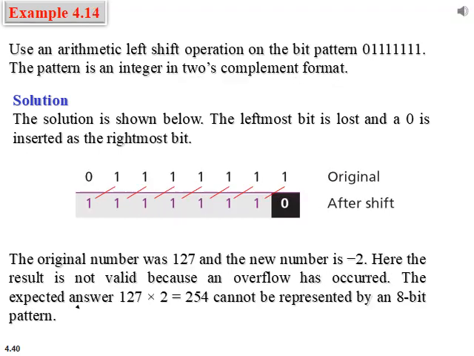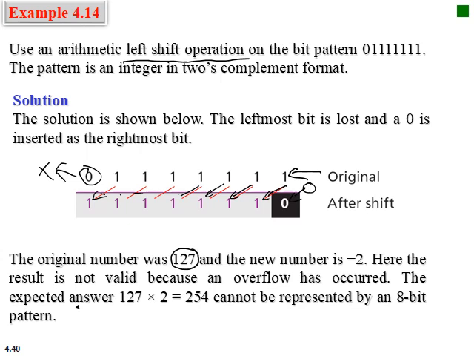Let's do another example. Use an arithmetic left shift operation. So an arithmetic left shift, we know we're going to multiply by 2 in effect. Same procedure as the previous example. Move everything 1 bit to the left. So we go on until there. This 0 gets thrown away. And we add basically a 0 over there in the last bit. So again, if you go and calculate the 2's complement value of that, we'll find that it's going to be 127.